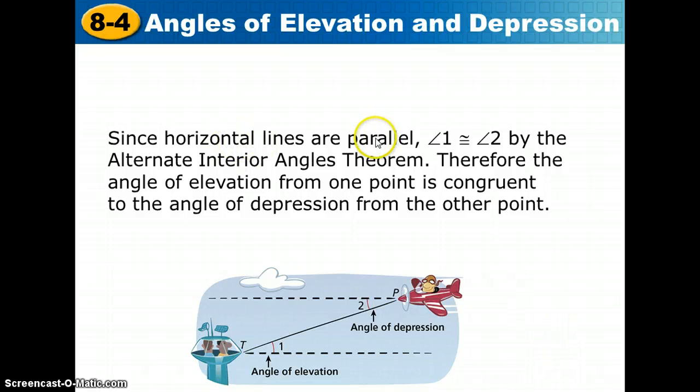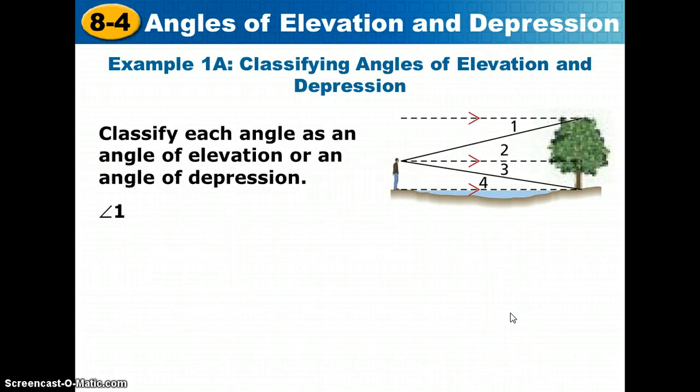Since horizontal lines are parallel, angle 1 and angle 2 are congruent by the alternate interior angles theorem. Therefore, the angle of elevation from one point is congruent to the angle of depression from the other point. That's your blank in your notes, the word congruent in that part of your notes. So let's take a look at example 1, determining whether we have angles of elevation or angles of depression.